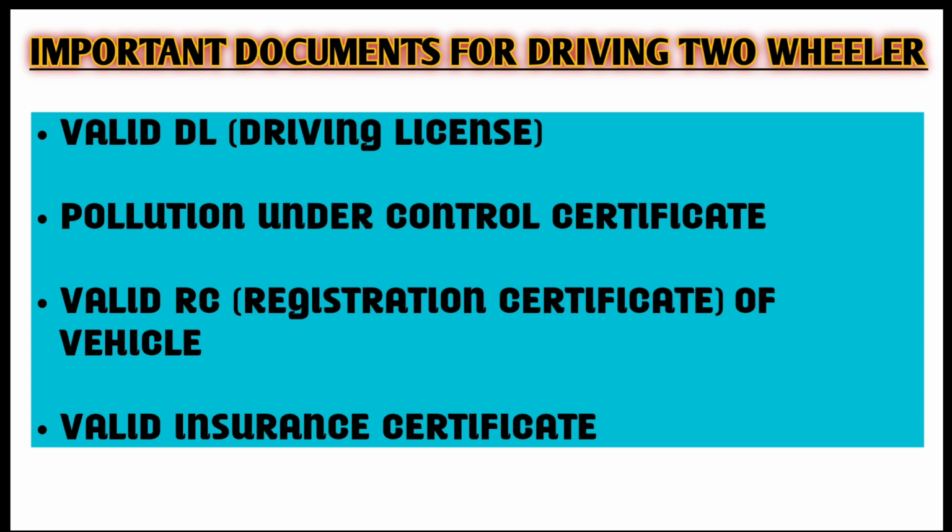Before moving to the general traffic rules, we will discuss the important documents which are needed for driving a two-wheeler. The first is the valid DL, which means a valid driving license. The second is the Pollution Under Control Certificate, which is also known as the PUC. Third is the valid RC of the vehicle, which means the valid registration certificate of the vehicle. And the fourth is the valid insurance certificate, which means the valid two-wheeler insurance policy. Here I would like to tell you that these similar documents are needed for driving a four-wheeler as well.